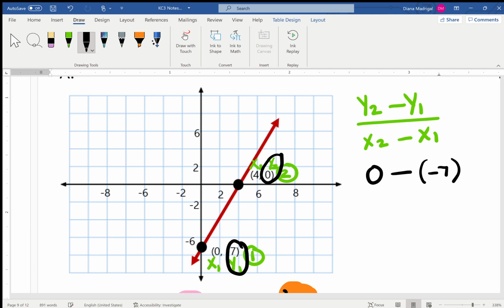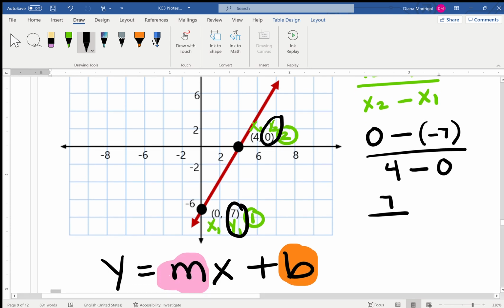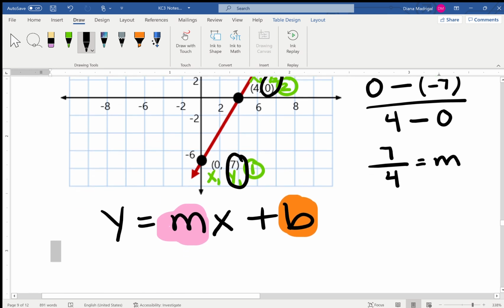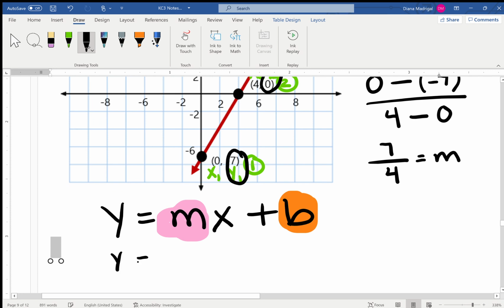So make sure that every negative number, we put in parentheses. x2 is 4 minus x1, which is 0. 0 minus (-7) gives me +7, and 4 minus 0 gives me +4. I cannot divide 7 over 4, so that's my slope. This is my slope, so I'm going to plug it in for m. So far I have y equals 7 over 4x, and I need to figure out my b, which is my starting point.